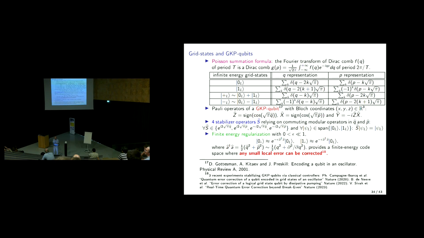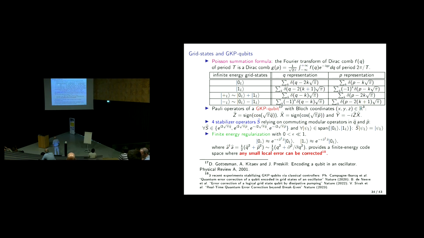And the trick is this. You know that the Fourier transform of a Dirac comb is a Dirac comb. If the Dirac comb is very thin, the Fourier transform is a very loose Dirac comb. So you take a Dirac comb of period T in the Q variable, and in the P variable it is a Dirac comb of period 2 pi over T. And then you use T equal to 2 square root of pi.